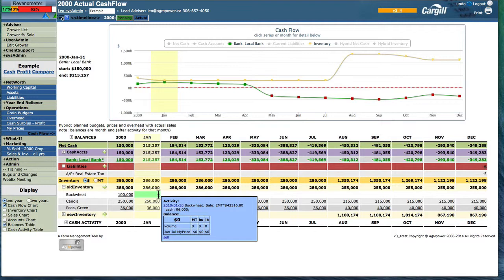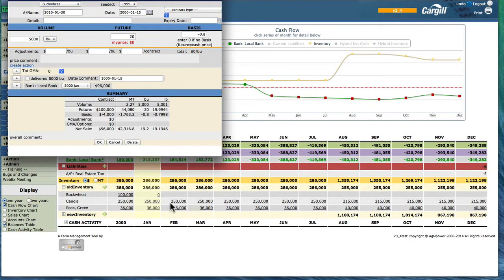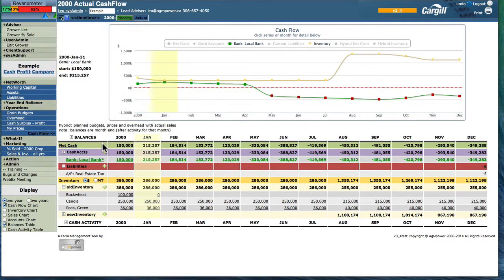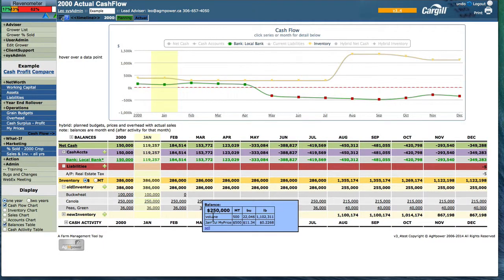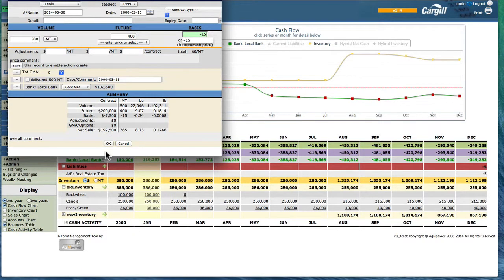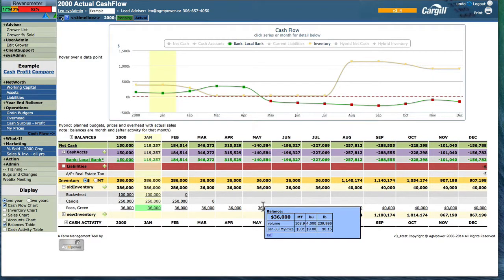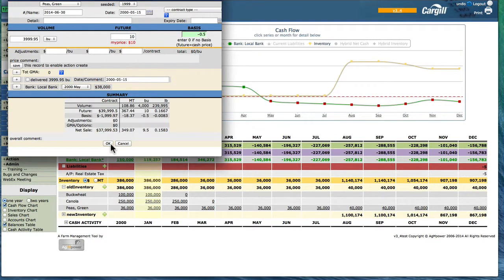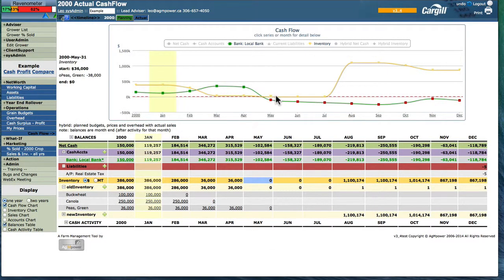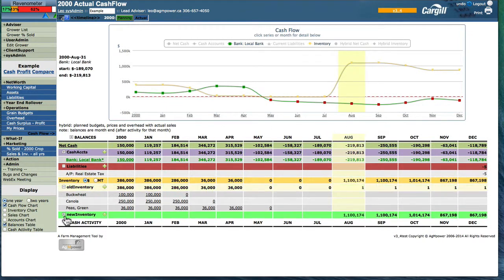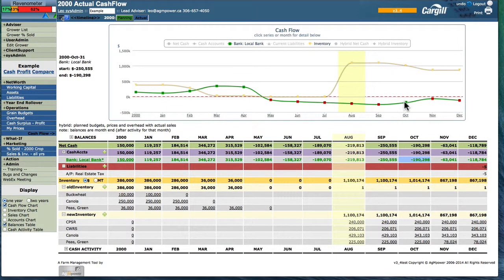We can look at the details of a sale right from here. Even change it. We can create more sales and make sure that we clean out our bins before harvest. Our inventory is now down to 0. But because we have grain budget set up in August, we have new inventory coming in. And those grain sales that we had entered for after harvest are already being shown.